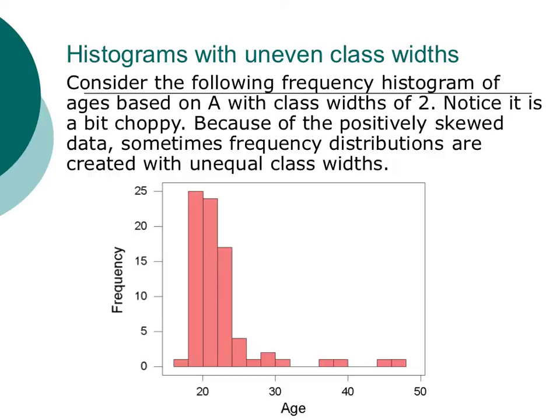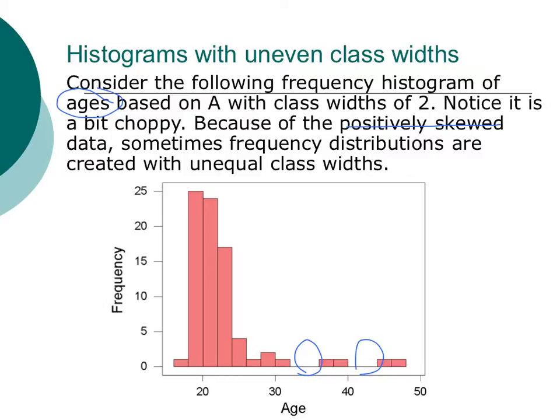This histogram is going to begin our conclusion of our talk on histograms, and it has to deal with the ages. And each class has a width of 2. Now notice it is a bit choppy. We have gaps here and here. It is very much skewed to the right.